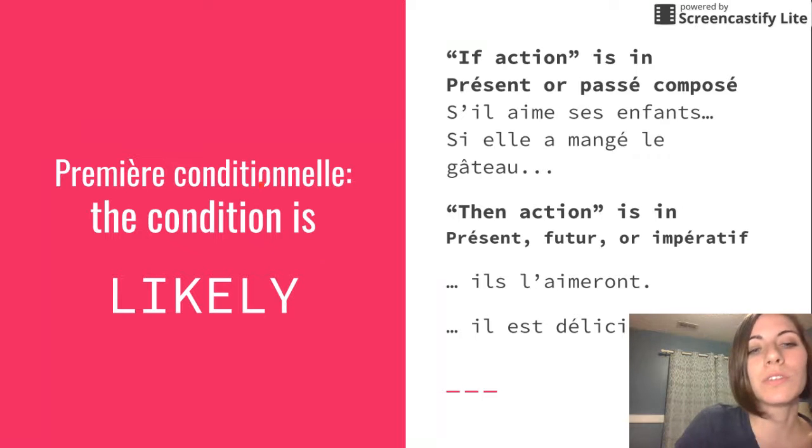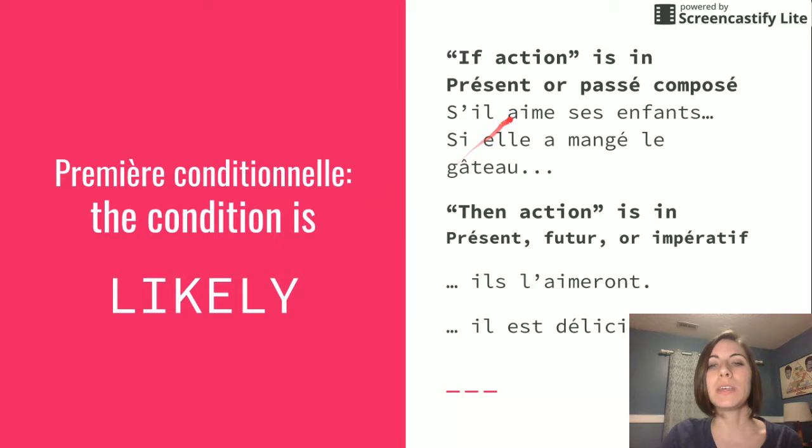So the première conditionnel, the condition is likely. So that will mean that the if action is in the présent or the passé composé. Right here you'll see, s'il aime ses enfants, if he likes his children. Or, si elle a mangé le gâteau, if she ate the cake. The then action, the result of either of these things happening, will be in the présent, the futur, or the impératif. Okay, so if we have s'il aime ses enfants, if he likes his children, ils l'aimeront, they will like him. Then we say si elle a mangé le gâteau, if she ate the cake, then the result, il est délicieux, and that's in the présent.